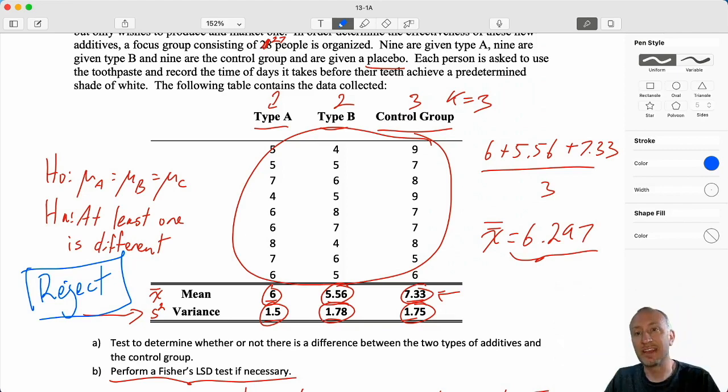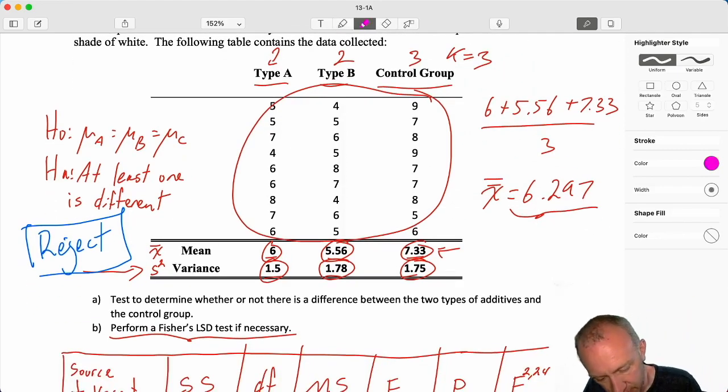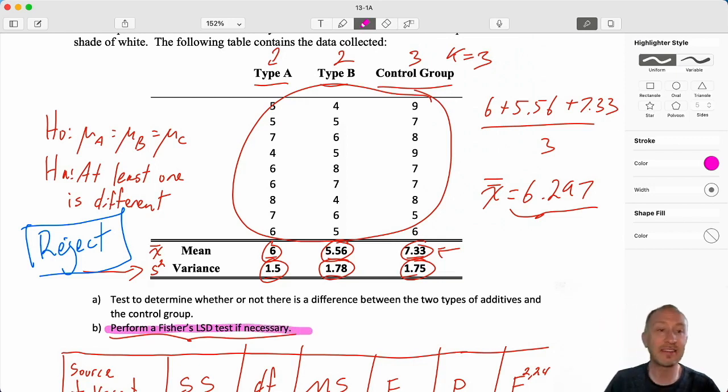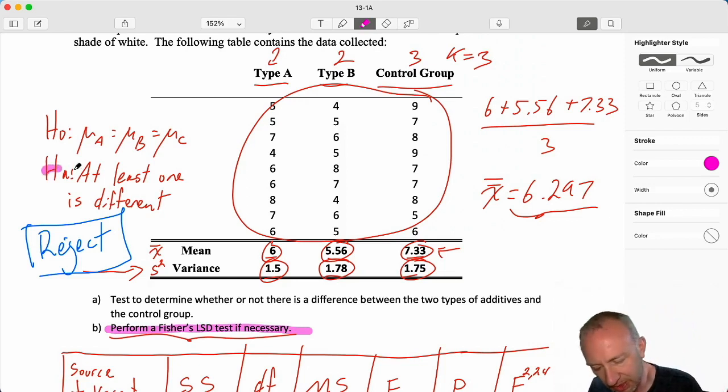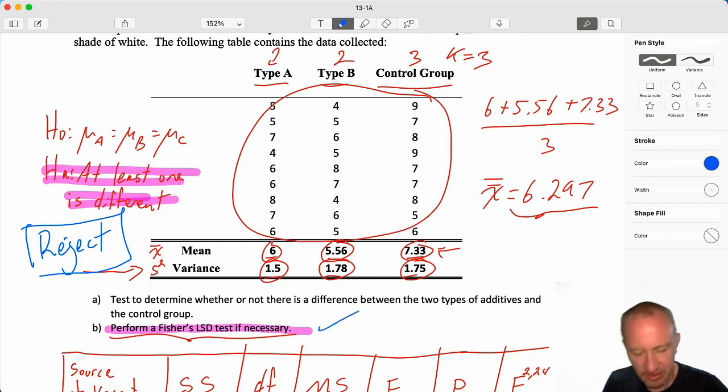So, what does that mean? Perform a Fisher's LSD if necessary. Well, here it is necessary. Because we rejected, because we have found that at least one is different, now we want to find out which one is different. If we didn't reject, and our evidence supported the null that they're all the same, then it would not be necessary to look for a difference because we've already shown that they're the same. So here we rejected, our evidence supports the alternative. Now we need to do a Fisher's LSD. I will do that in a separate video.